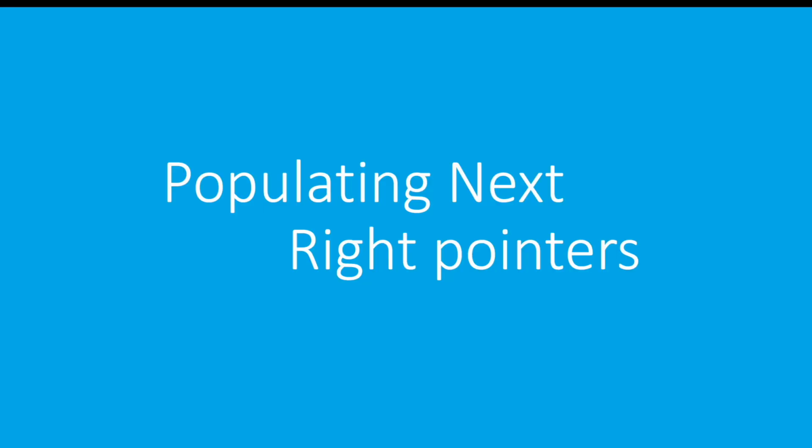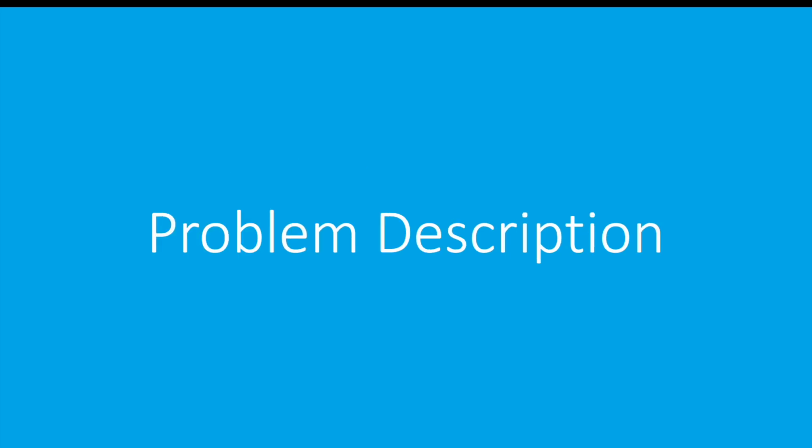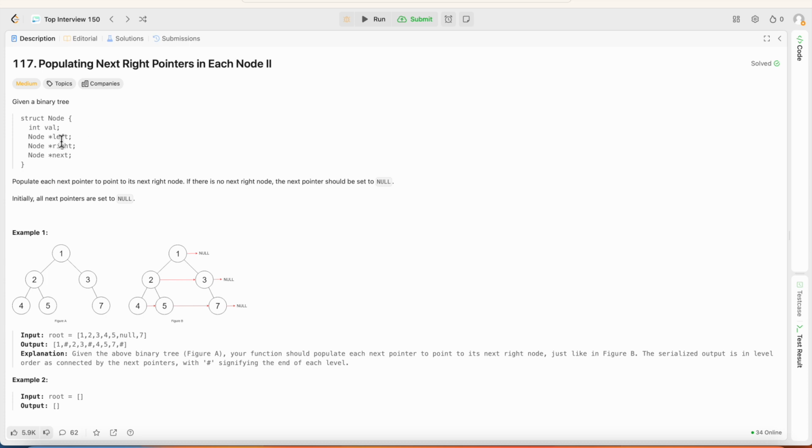In this video, I'm going to discuss the solution for populating the next right pointers in a tree node. Let's look at the problem description. We are given a binary tree. Each node has a value, a pointer to the left child, a pointer to the right child, and also a pointer to the next node in the same level. So initially the next pointer is null for all the nodes. We have to populate this next pointer such that it is pointing to the next node in the same level.